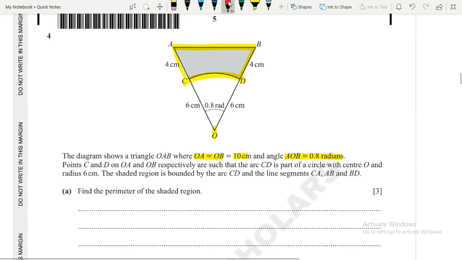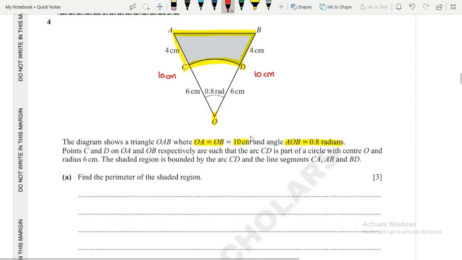So what will be my strategy if I am solving this question? First of all, I will find the arc length of the CD. Then I will just add up these 4 which are given, and then I will find the unknown side AB using the cosine rule, okay? Because I have the angle in front of the AB, which is 0.8 radians, and I also have the adjacent lengths to it, which are 10 centimeter here and also 10 centimeter here.